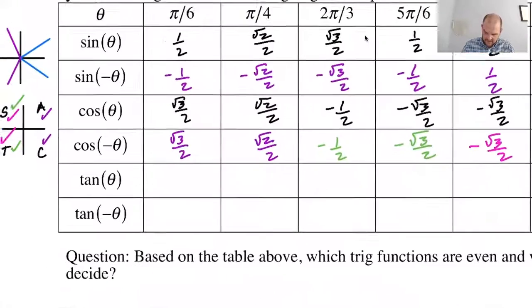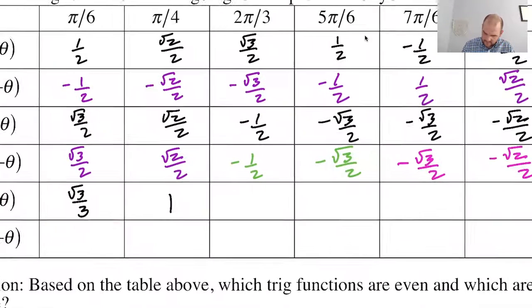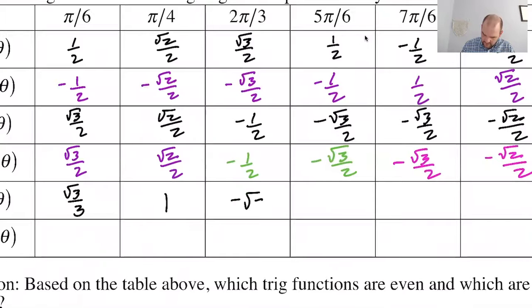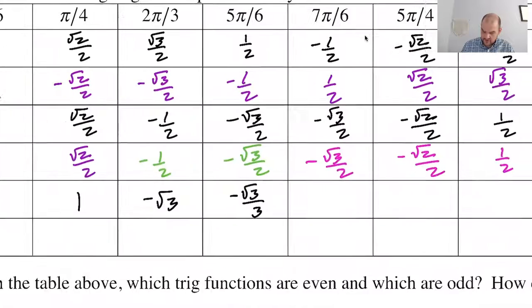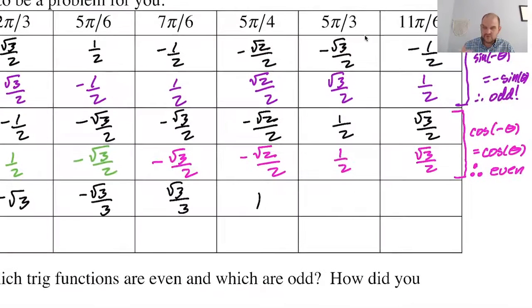So pi over 6, so root 3 over 3, 1, negative root 3, negative root 3 over 3. These are all, you should definitely have these memorized. This is part of why you want to memorize them. So you use them, right? If you don't have them memorized, you can't use them.